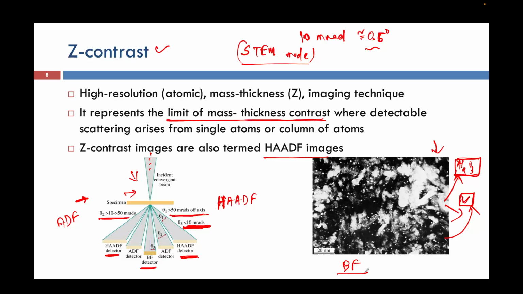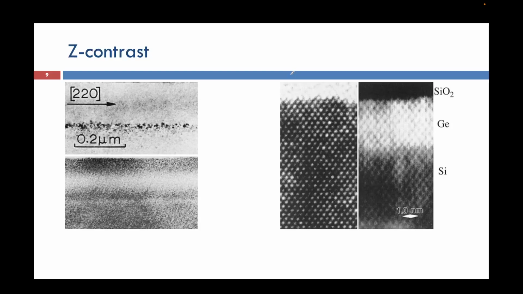So to view a heavy material on a low average atomic mass substrate, we use this Z contrast. And remember, Z contrast is a variant of mass thickness contrast. Here you can see how Z contrast is helpful for us. This is one example: on the left side, these are different types of dislocations, and this is a normal TEM image, without any kind of contrast acquired.